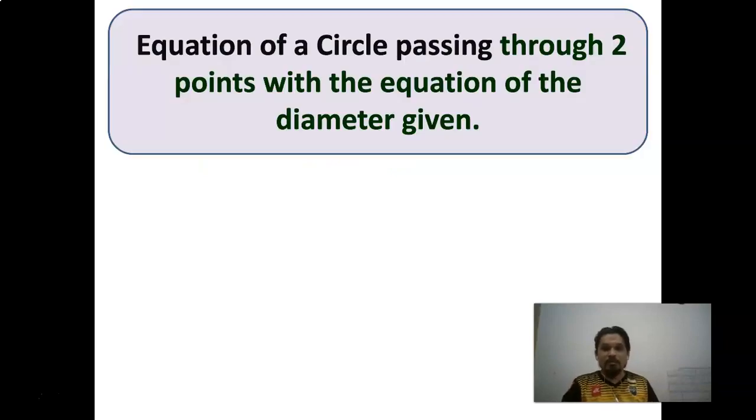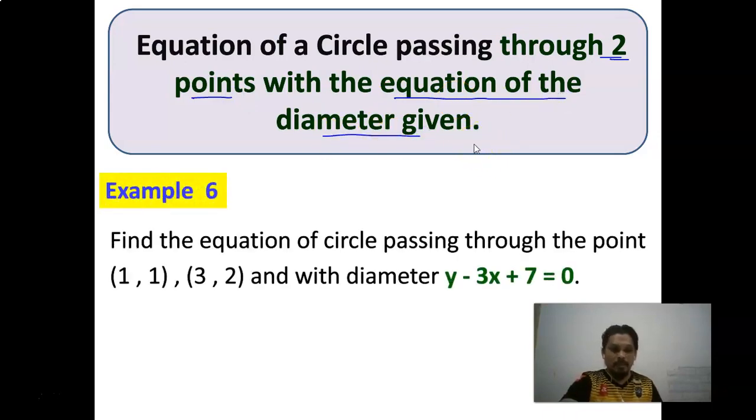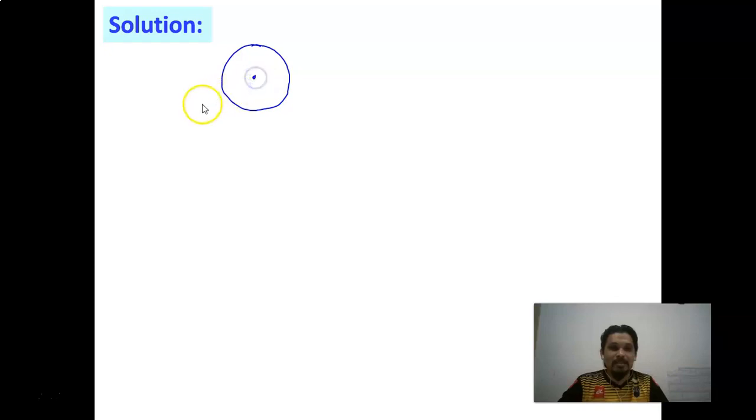Equation of a circle passing through points with the equation of the diameter given. So the circle passing through 2 points with the equation of the diameter is given. Okay. Example 6. Okay, just imagine that this is a circle. Then this is the center, and there is a line.